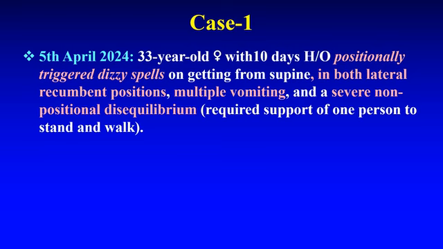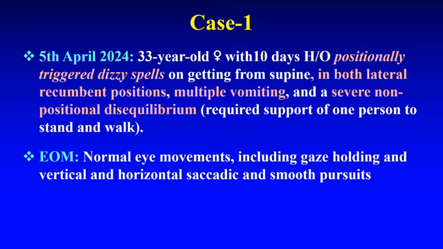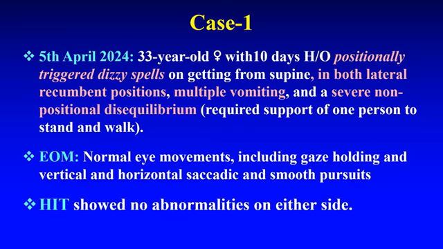This is a 5th April case, a 33-year-old female with a 10-day history of positionally triggered vertigo spells on getting up from supine and in both lateral recumbent positions, multiple vomitings, and a severe non-positional disequilibrium requiring the support of one person to stand and walk. The extraocular movements and the head impulse test showed no abnormalities on either side.